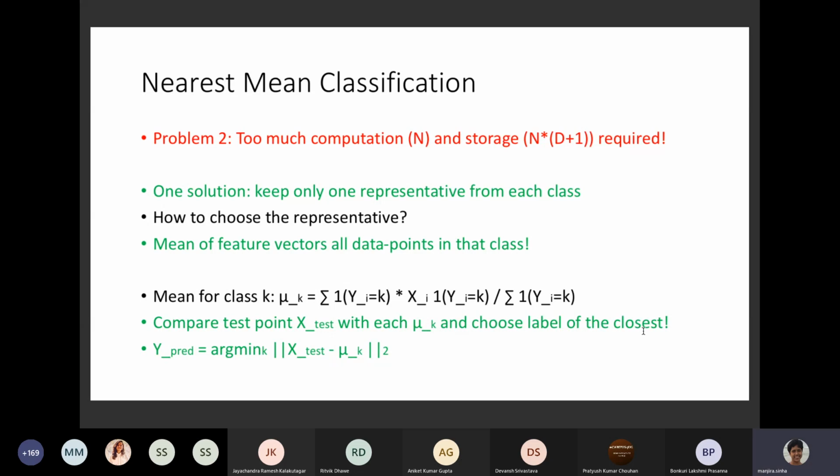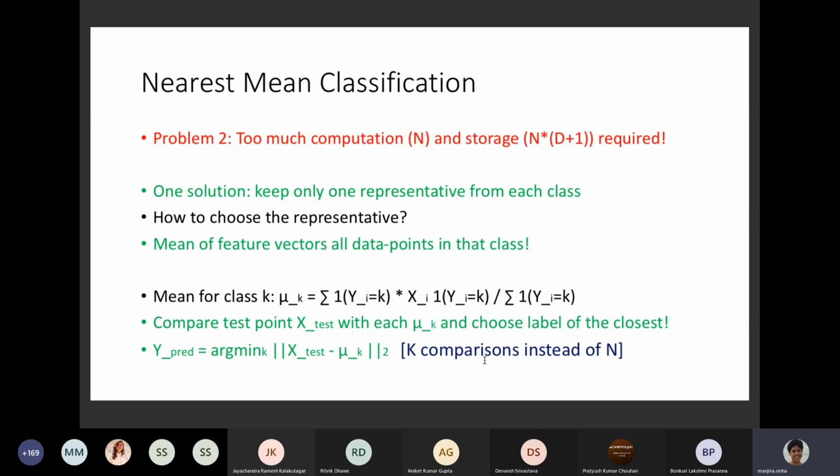and choose the level of the closest. So again, as you can see in this case, we are not doing k nearest neighbor, but we are taking the mean of the class and doing the one nearest neighbor, that is only the closest nearest neighbor. So my y prediction will be the argmin of x test minus mu k, which is called the L2 norm of x test and mu k, or the Euclidean distance between the x test and the mu k. So in this case, instead of n, we only need k comparisons.